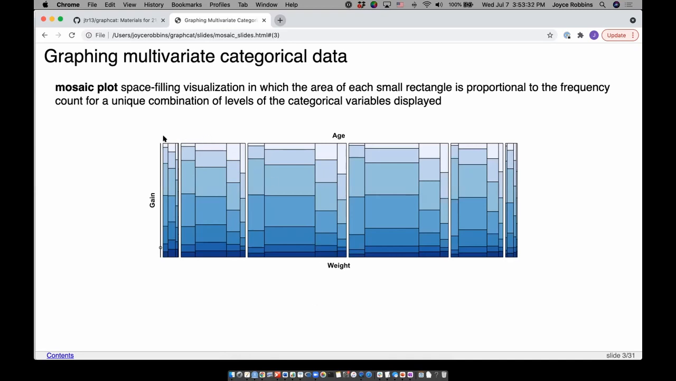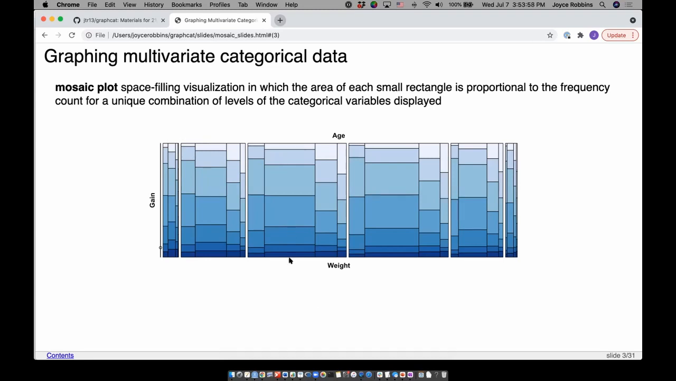So there are seven different levels of age. This particular mosaic plot was created by first cutting, or splitting, on age proportional to the number in that group. So this rectangle, which isn't even a rectangle since it's so small, represents the mothers under the age of 15 years. The next one is 15 to 19 years, et cetera.